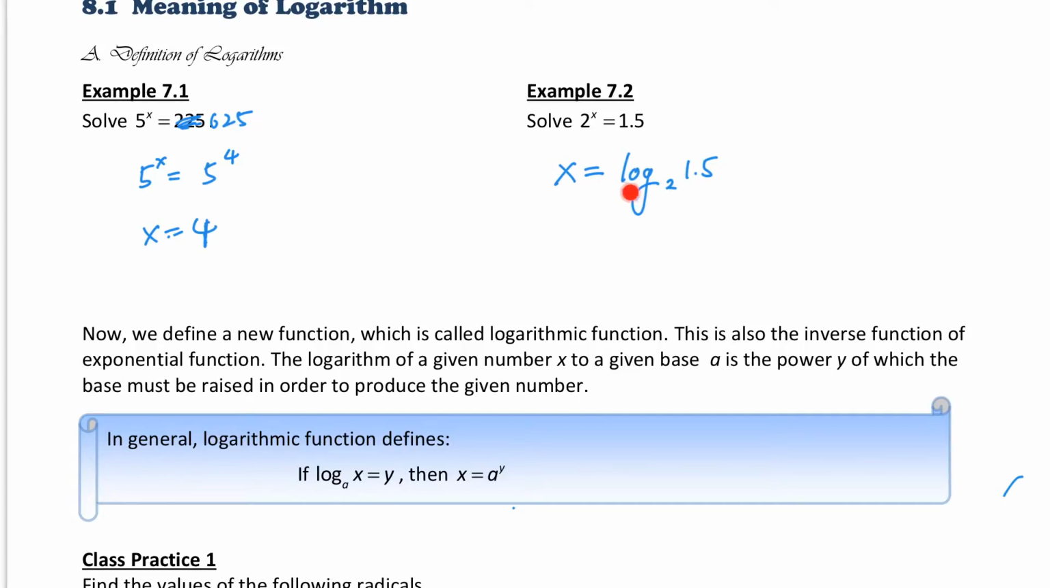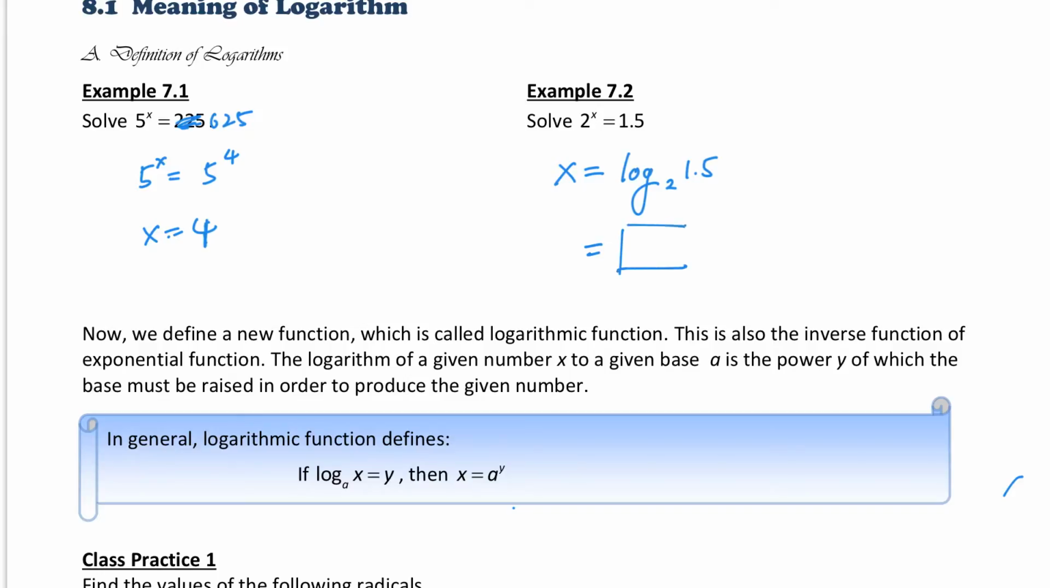What is the meaning of log 1.5 with base 2? That means I want to know the number such that 2 to the power of that number is equal to 1.5. In Chinese, 我想知究竟2嘅幾多次等於1.5。咁呢個就係嗰個 representation. Then you can use your calculator to find the value.